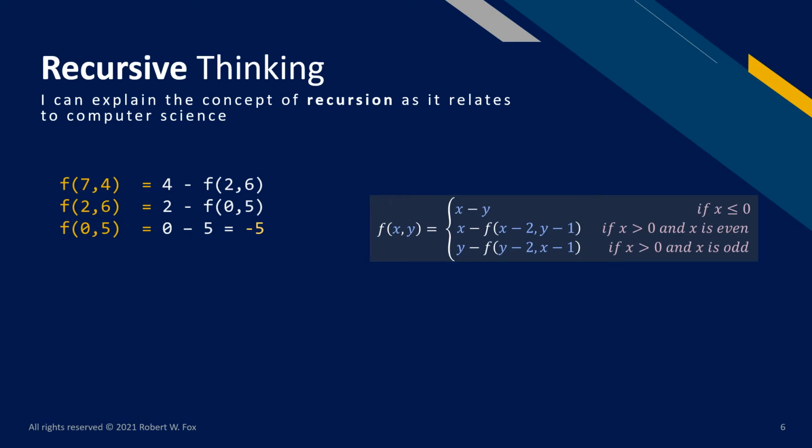F of 7, 4 should equal negative 3. You can see that I took 3 steps to get there, eventually landing at negative 5. And then I took the negative 5 and substituted back up here. 2 minus negative 5 is 7. And finally, 4 minus 7 is negative 3. So if you made a mistake, I would encourage you to pause the video here and walk through these steps and correct your work before you move on.